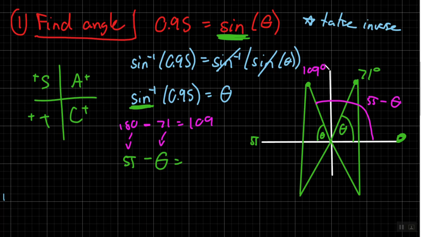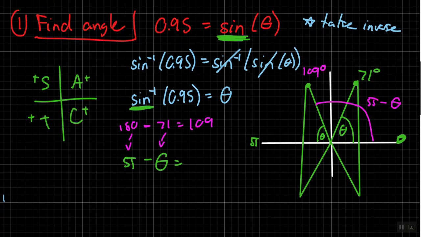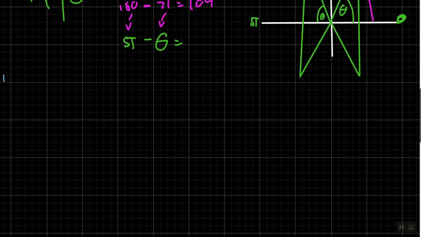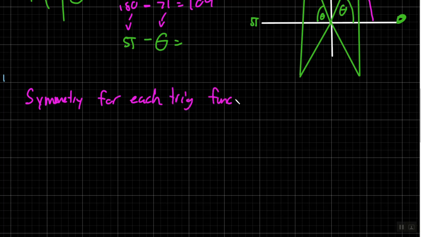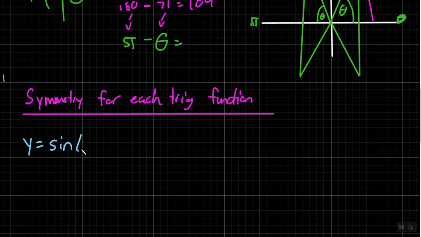Cool? Yeah? Guess what? There's different symmetry for each one. This is symmetry for sine. Okay? Scooching it down a little bit. I hope we got all those notes. So symmetry for each trig function. Okay, next page. Y equals sine of x.